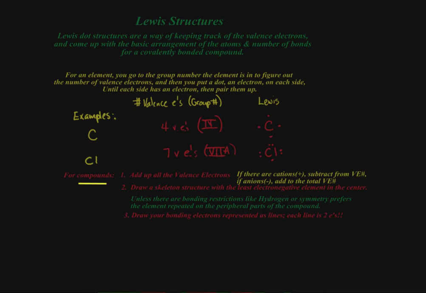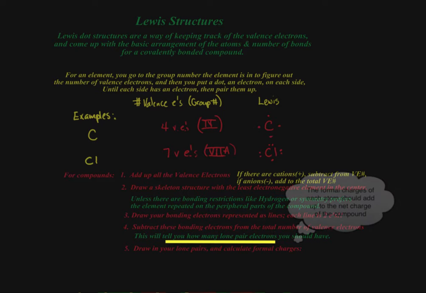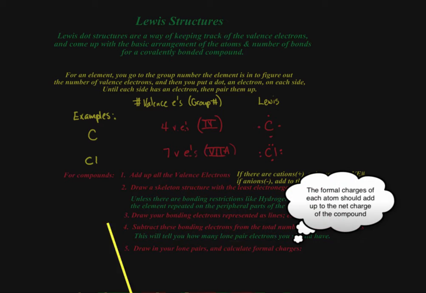Draw your bonding electrons once you've drawn the skeleton structure, and these are going to be lines, and each line is 2 electrons. For each bonding electron, we need to add them up and then subtract them from the number that we got in step 1. That's going to be the total number of valence electrons. The answer that we have left is going to give us our lone pair electrons. So then what you'll do is draw in your lone pair electrons and calculate your formal charges to make sure that you have the correct structure.